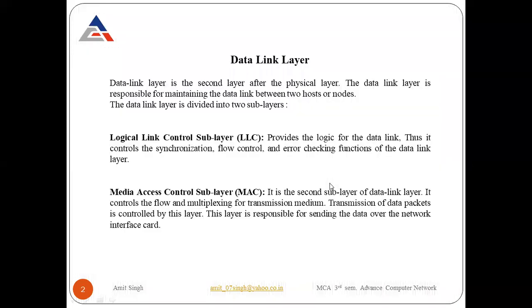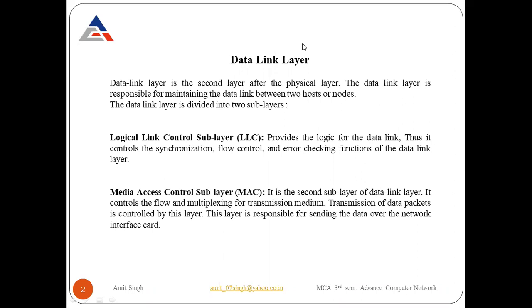First is the data link layer. The data link layer is the second layer after the physical layer. As we all know, the second layer of the OSI model is the data link layer. The data link layer is responsible for maintaining the data link between the two hosts or nodes. So what is the responsibility of the data link layer? Basically, it is responsible for maintaining the connection, or the link, between the two devices, meaning between the sender and the receiver.